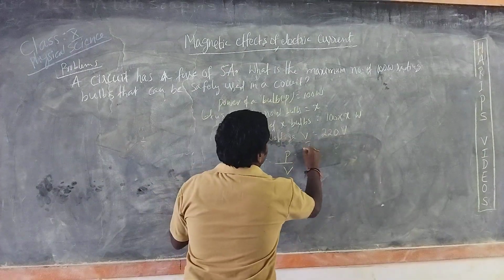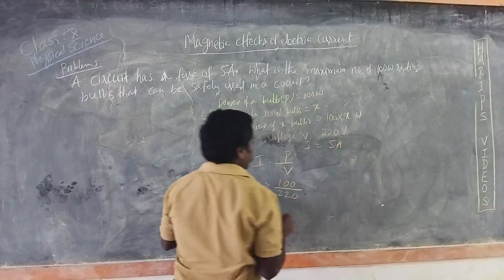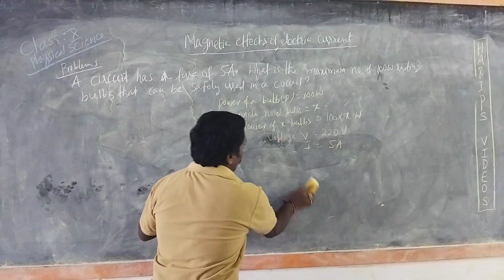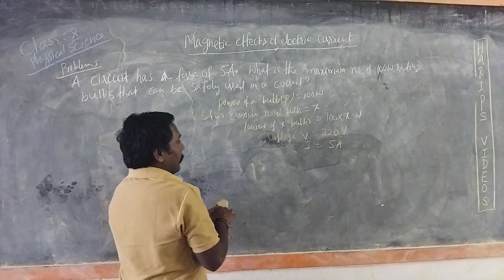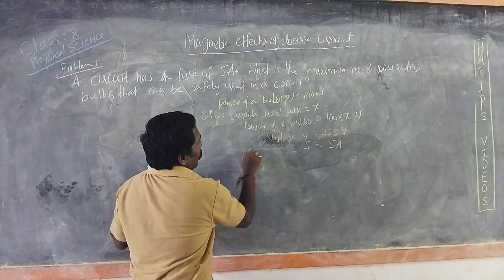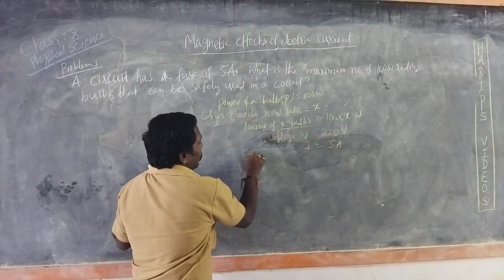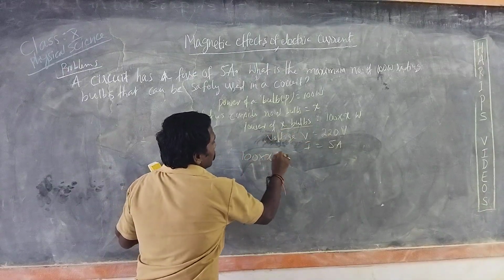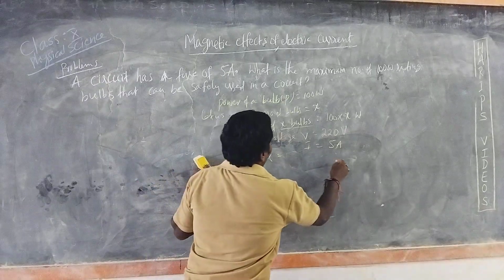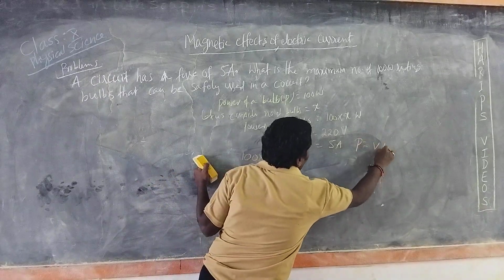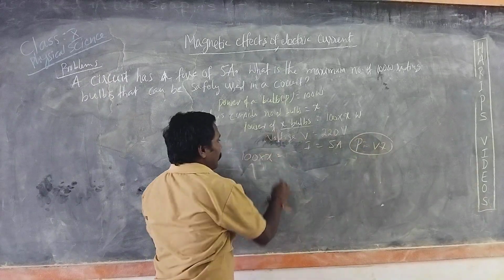How much? I is equal to 5 amperes. So power. How much power? 100 into x. That is equal to the formula P is equal to VI.